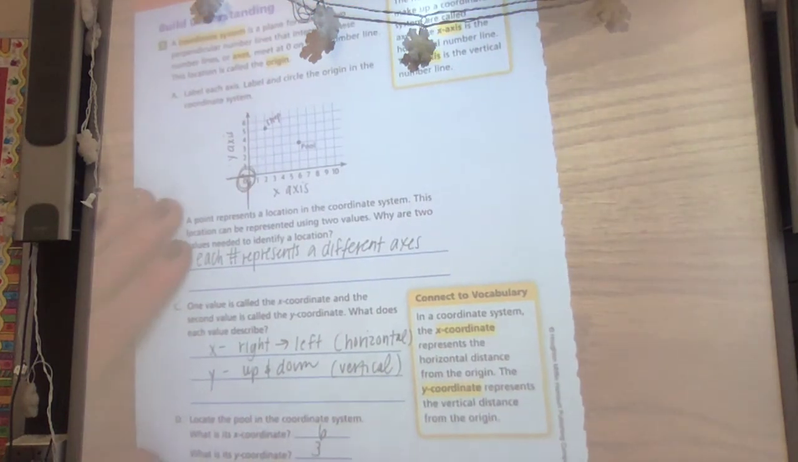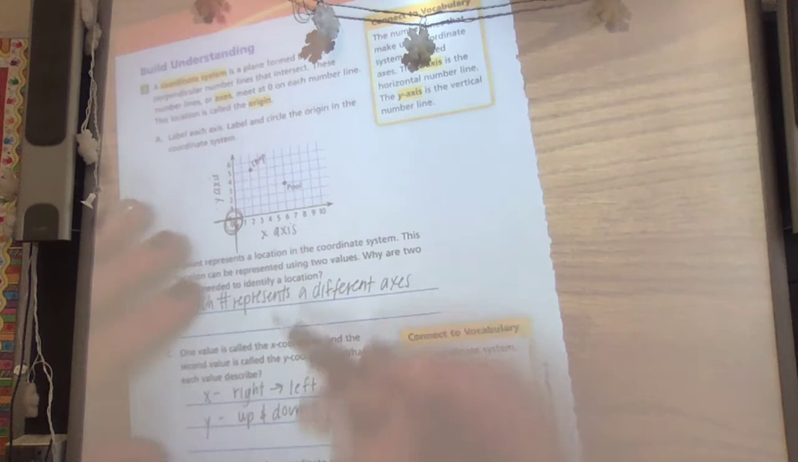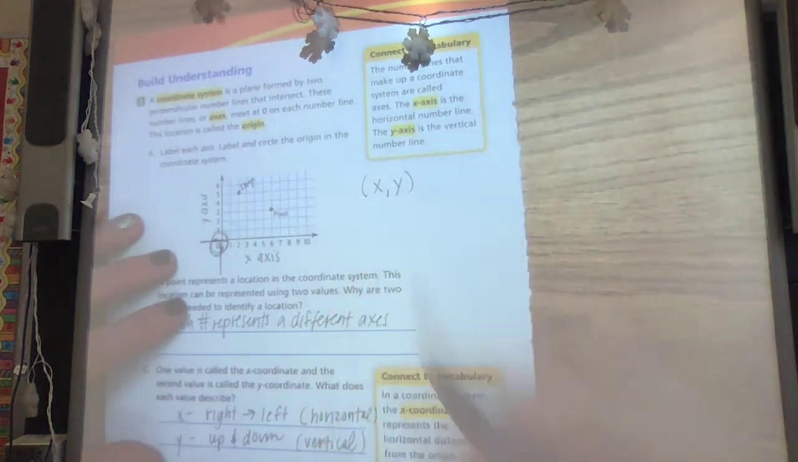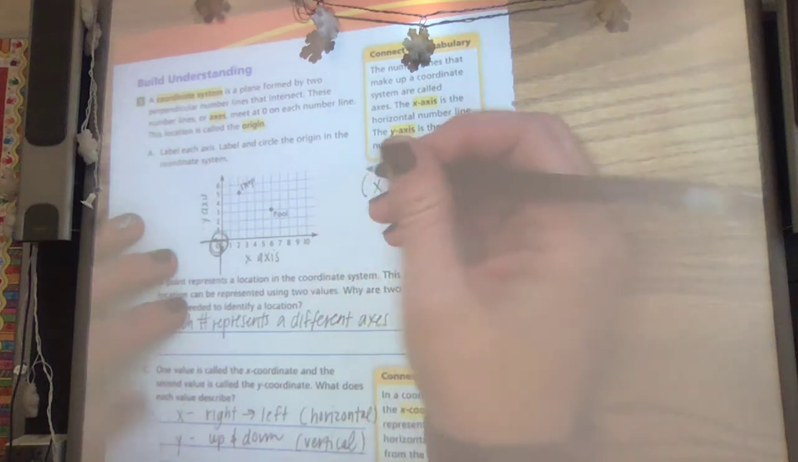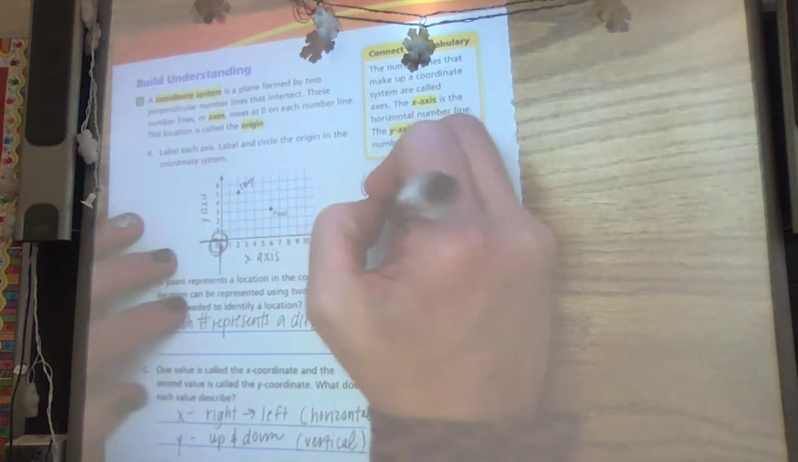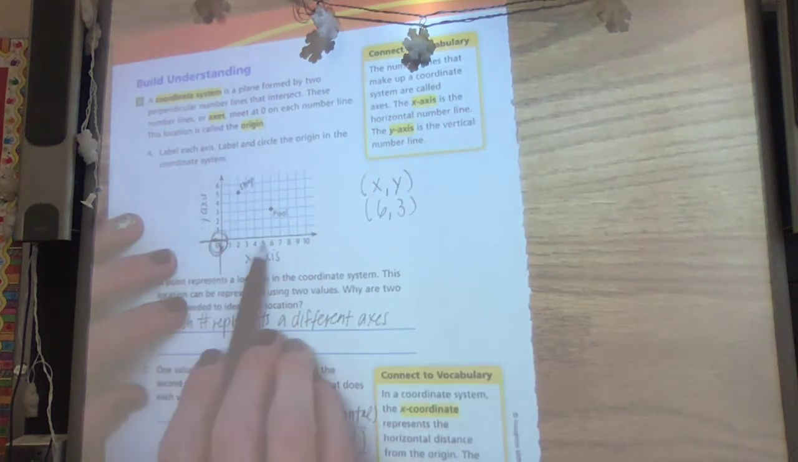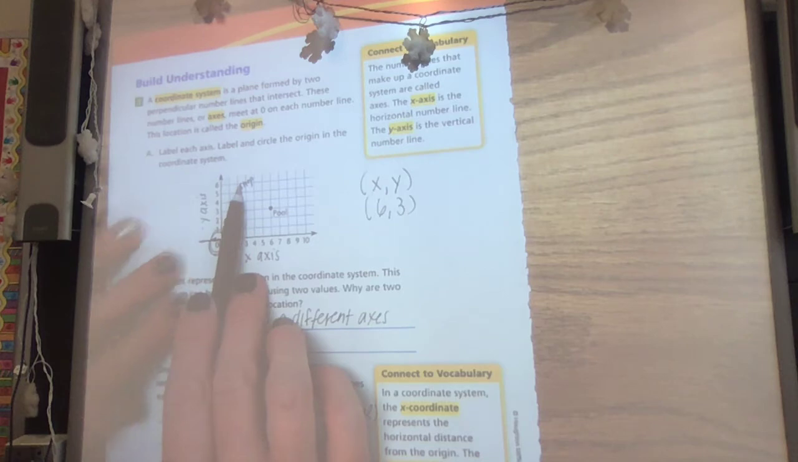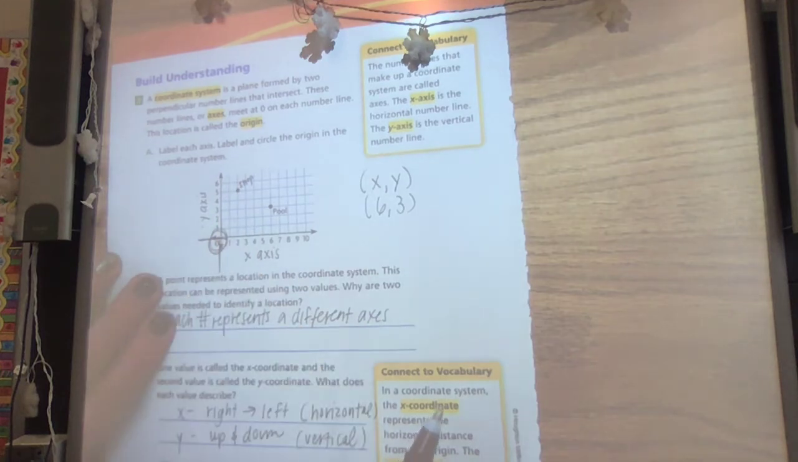The most common mistake when using coordinates is not doing them in the correct order. So saying that this is 3, 6. So remember that we always do our x, then our y, just like the alphabet. So that pool is 6, 3. 6 to the right, 3 up. If we were to do 3, 6, we would go 3 to the right and 6 up, and that would not be correct.